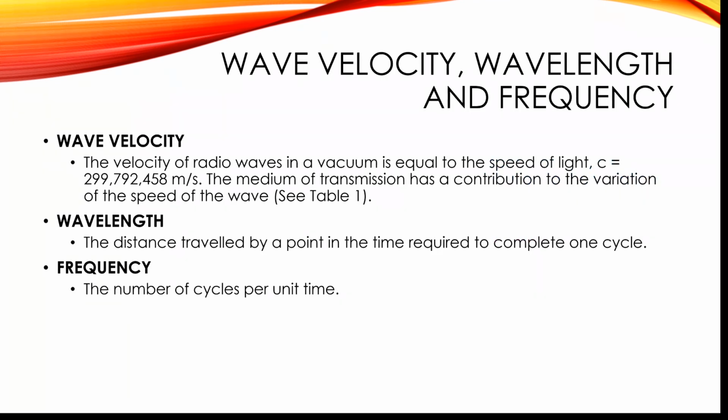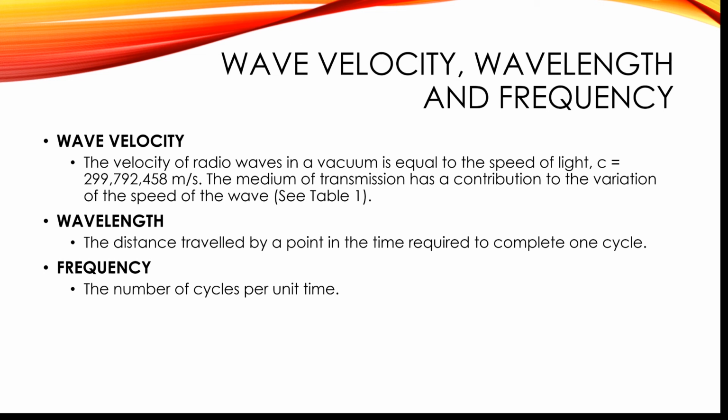For the wave velocity, the velocity of a radio wave in a vacuum is equal to the speed of light, which is 299,792,458 meters per second. The medium of transmission contributes to the variation of the speed of the wave. We're going to see it later in table one. And the wavelength is the distance traveled by a point in the time required to complete one cycle. Mostly it's like a sine wave for us due to the wave equation.